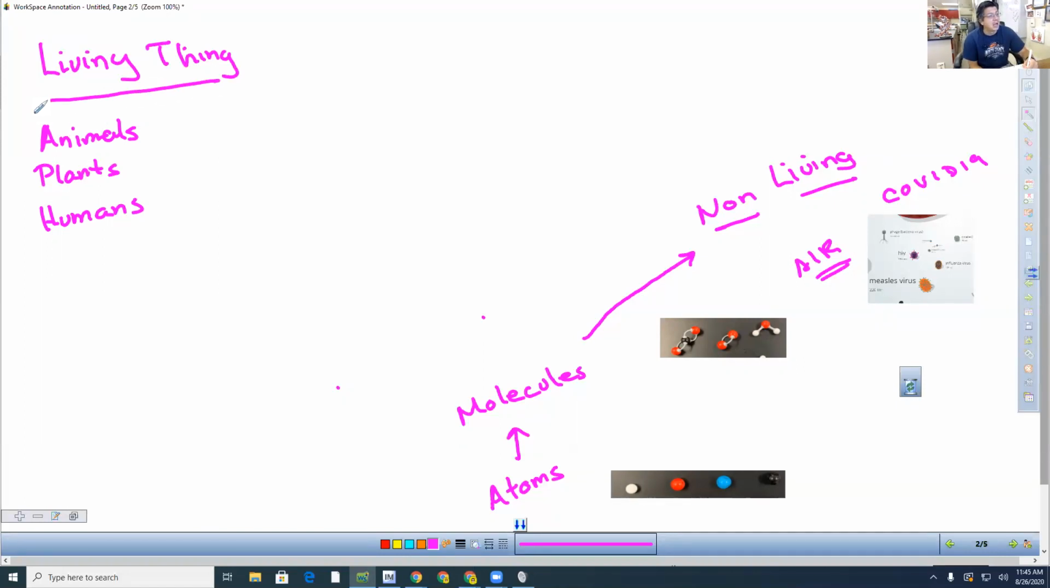But now, how do we get from molecules to living things like animals, plants, and humans? We need to understand that step. And so the first link that we need to understand is this idea of molecules forming large molecules.